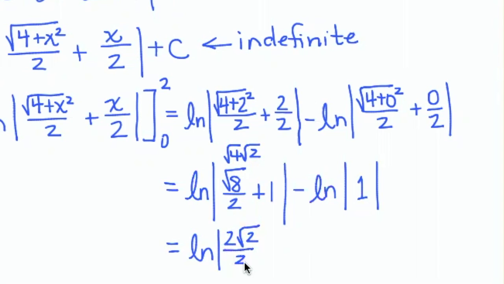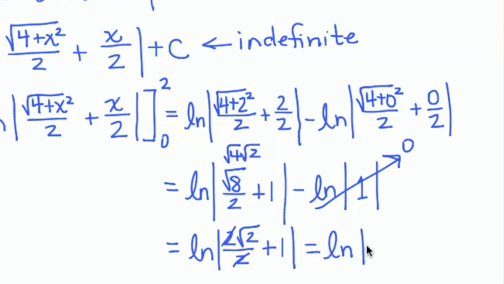So I can make this 2 square roots of 2 over 2 plus 1 minus the natural log of 1. What exponent do you put on a base of e to have it equal 1? It's 0. So that term's just going to completely disappear. I can cancel the 2's in the first expression, and my final answer for the definite integral is the natural log of the absolute value of the square root of 2 plus 1.